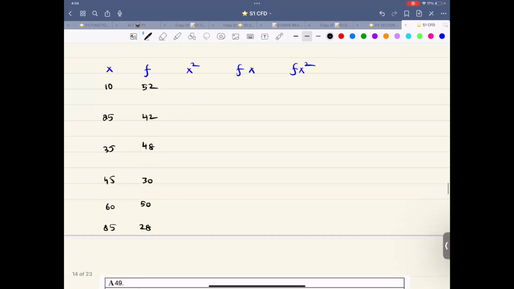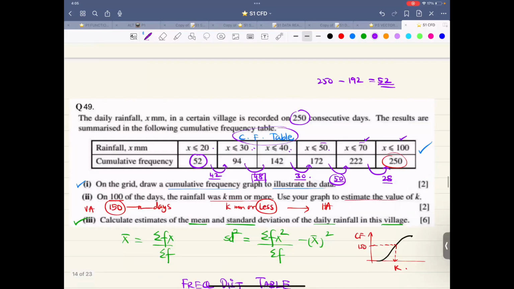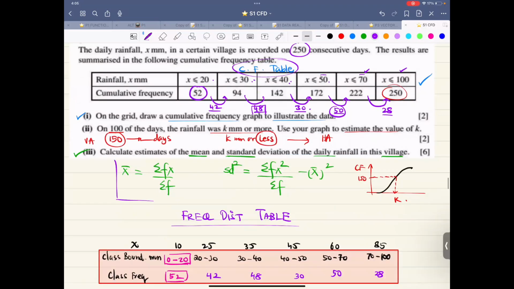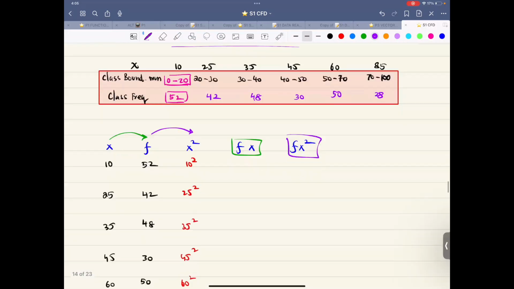And then you would square each value. So that is 10 square, 25 square, 35 square, 45 square, 60 square, 85 square. And then you would multiply x into f. You will fill it up over here. You will multiply f into x square. You would fill it up over here. And then you would use the formulas that I wrote someplace. That's right over here, x bar and standard deviation square, and square root of standard deviation square is standard deviation, and you will get the answer.